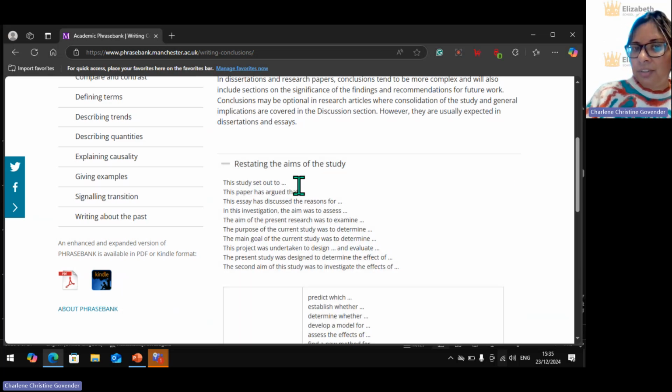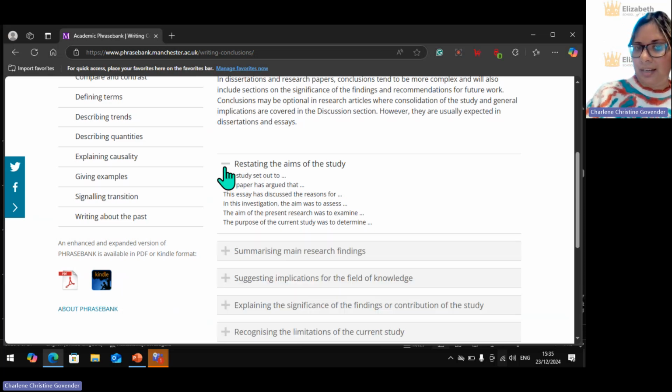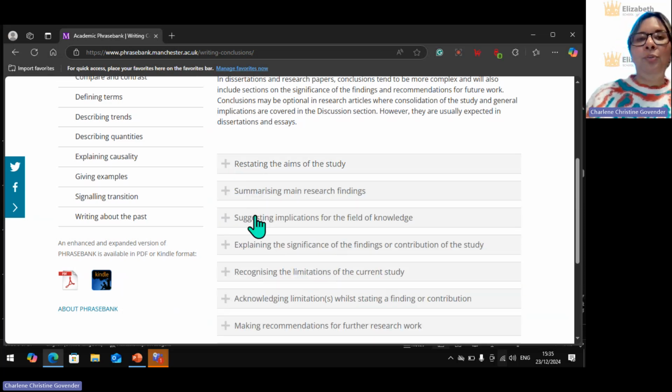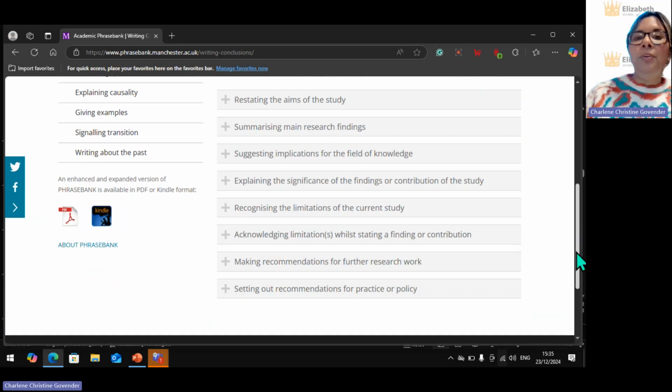And by way of doing that, you restate your aims of the study. That way you get a great balance: you're starting off with your aims, ending off with your aims. And if you were doing a report, you can summarize your main research findings. Now, always remember in your conclusion, no new information, only referring to information that has been covered from introduction all the way through your body.